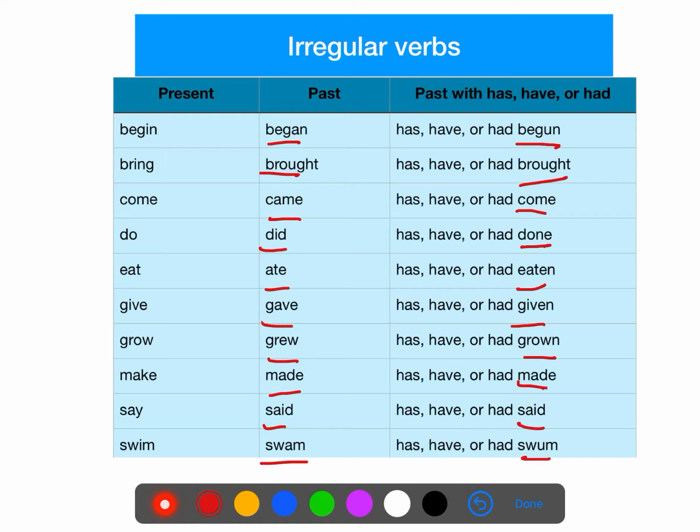Remember, this list is also attached in the Go formative assignment that you are doing right now. So, before you do the practice part, make sure to go back to the list, try to memorize each and every verb, how you change it to the past, and how you change it to the past when you are using it with one of the helping verbs has, have, or had.